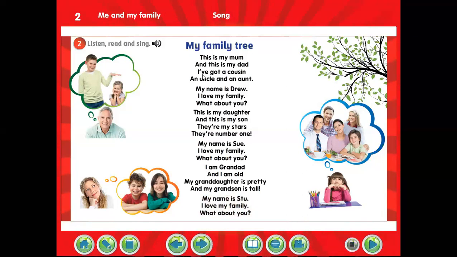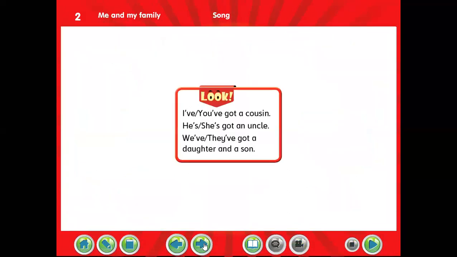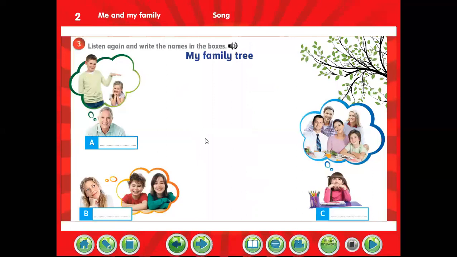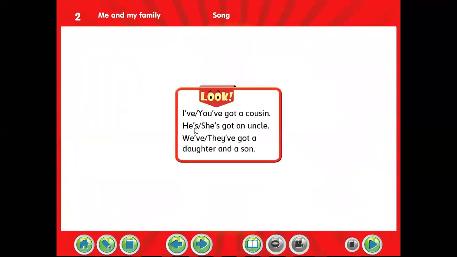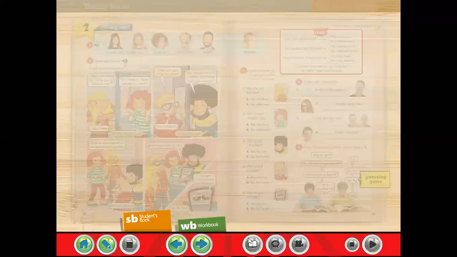Okay, from the song, pay attention. This is my mom. This is my daughter. Remember my name. Okay, remember these words, okay? We learned this in the first class. Remember the verb has got, remember? He's got an uncle, or he has got an uncle. Or she's got an uncle, or she has got an uncle. Okay, remember this verb, has got.